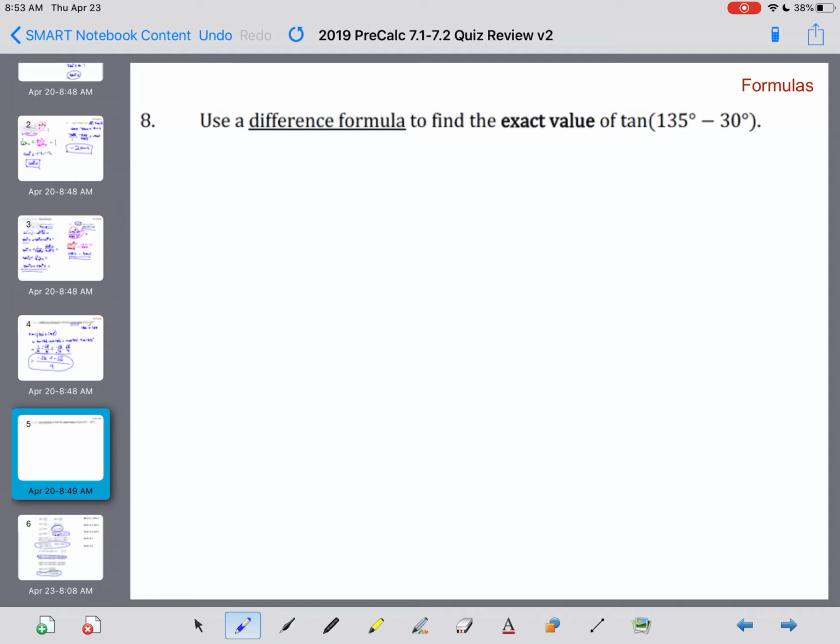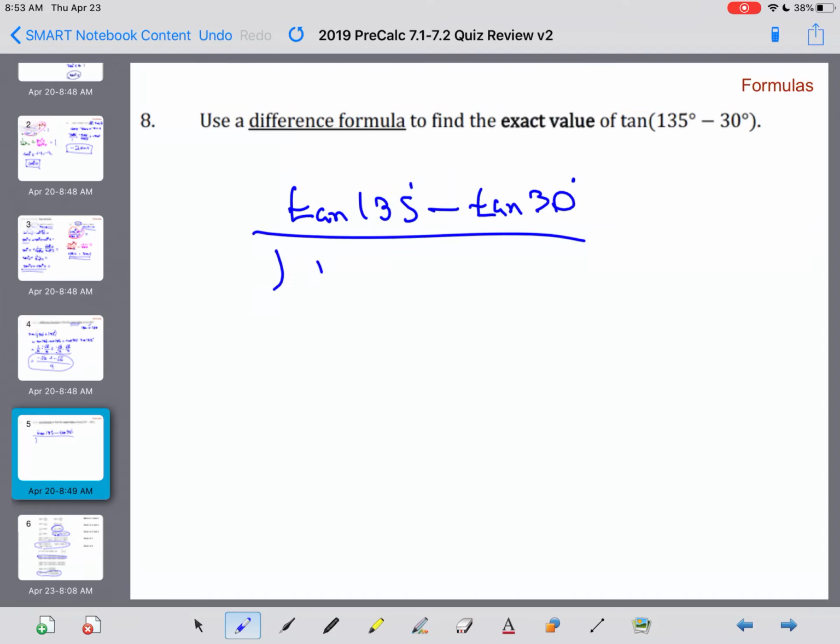So this is going to equal the tangent of 135 minus the tangent of 30 over 1 plus the tangent of 135 times the tangent of 30. Now we could have the order different if we wrote... No, I guess we can't, because this order was already set, and it's subtraction, so order matters.